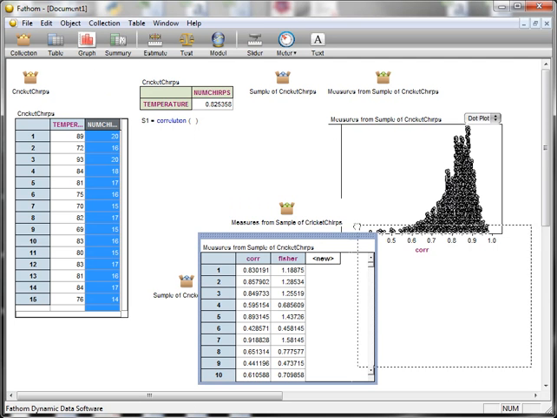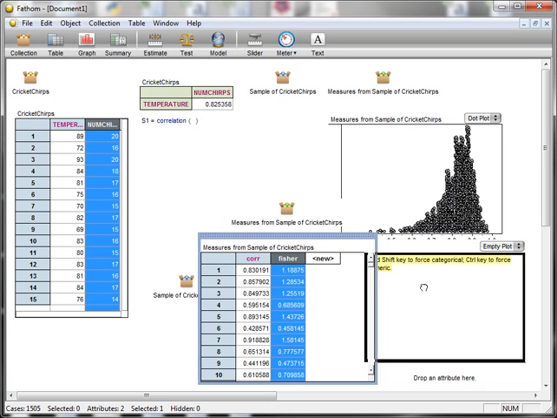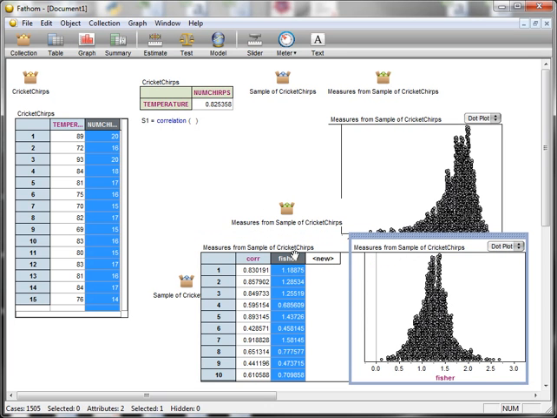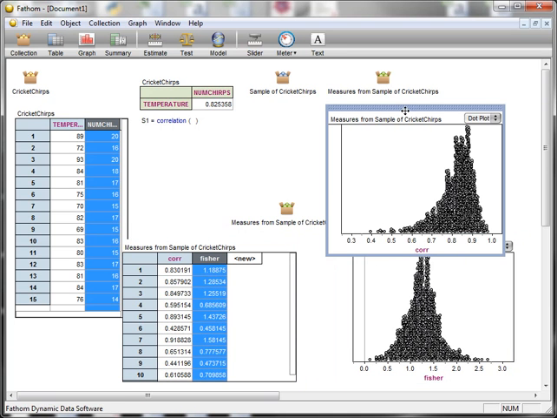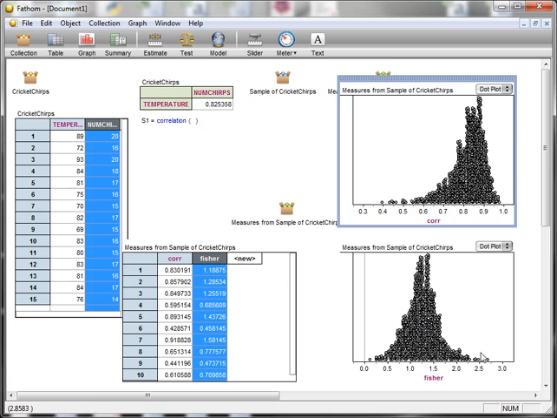and we want to take a look at the distribution of those Fisher transformed sample correlation coefficients. Here they are. Notice that this distribution is certainly not perfect by any means, but it is somewhat closer to being normally distributed than this randomization distribution is.